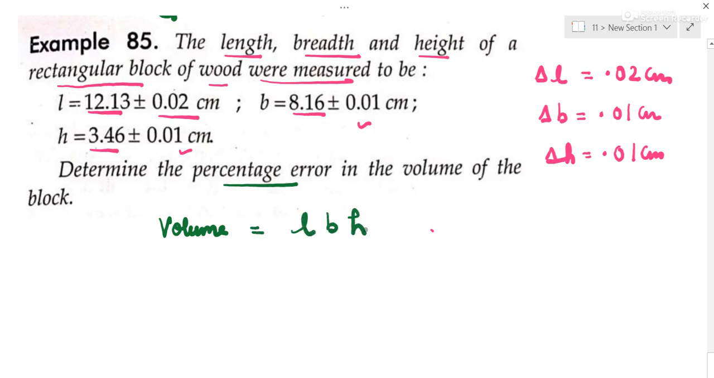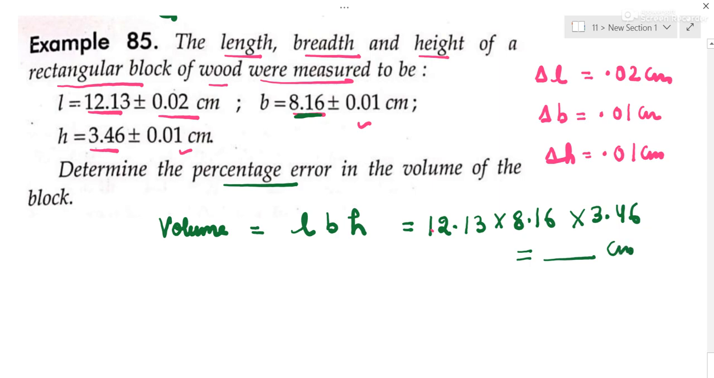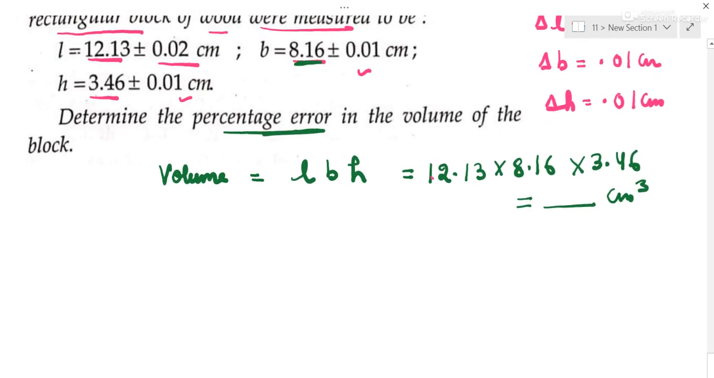So it's a numerical of multiplication. So multiply the main values. That is 12.13 into 8.16 into 3.46. Okay, we will multiply if it is required. Right now it is not required. So let us see. Further, we have to find out the percentage error. Okay, so we will write the formula of relative error.